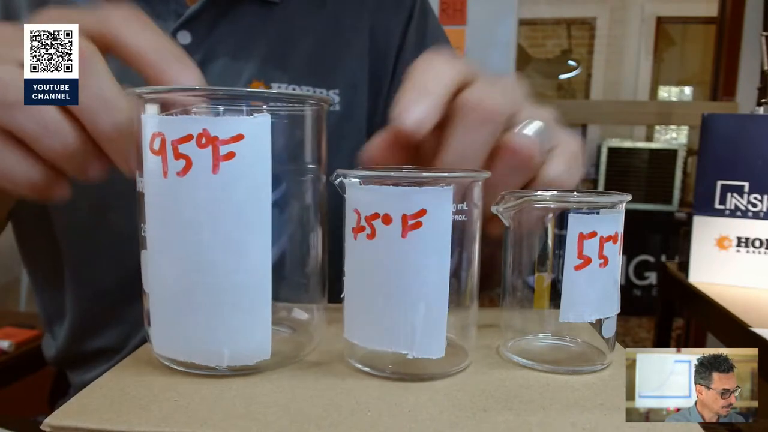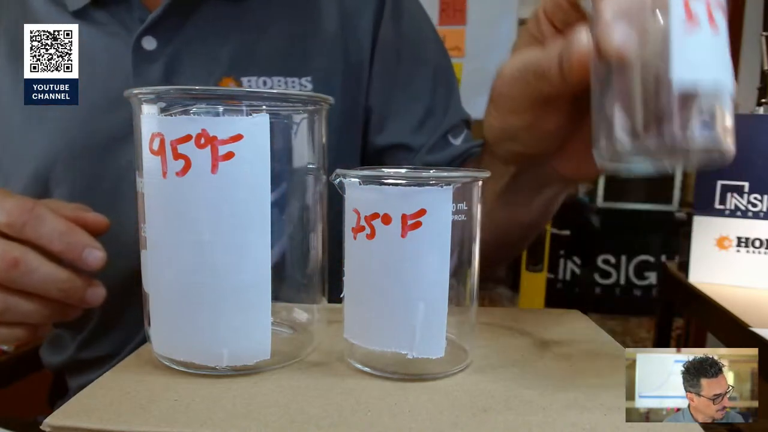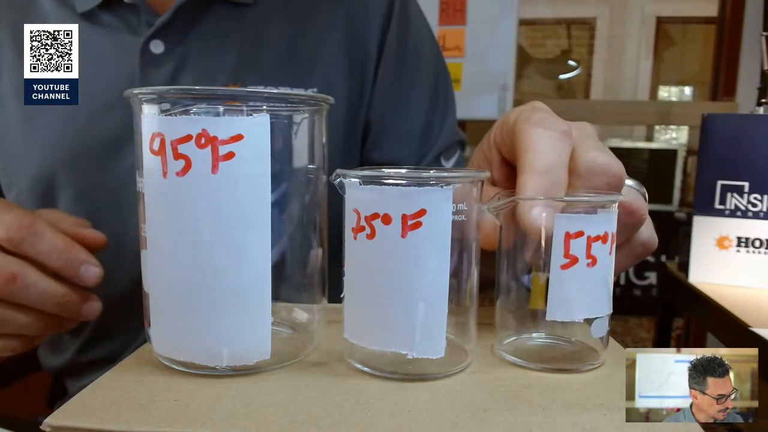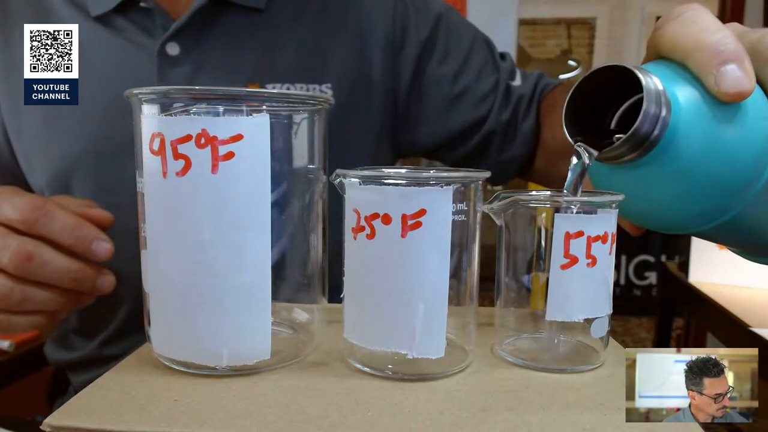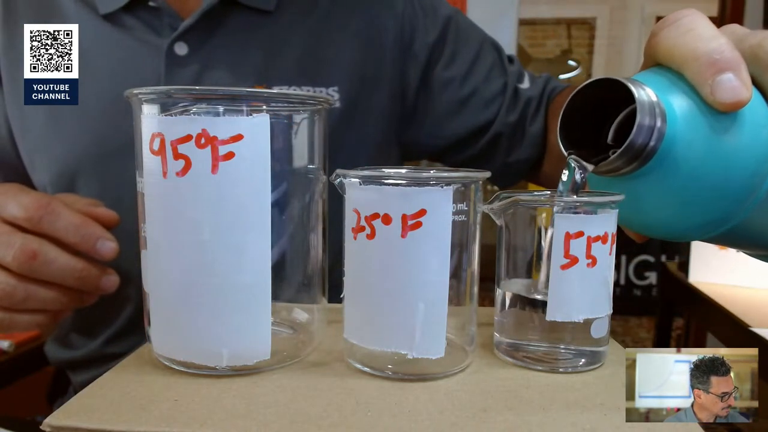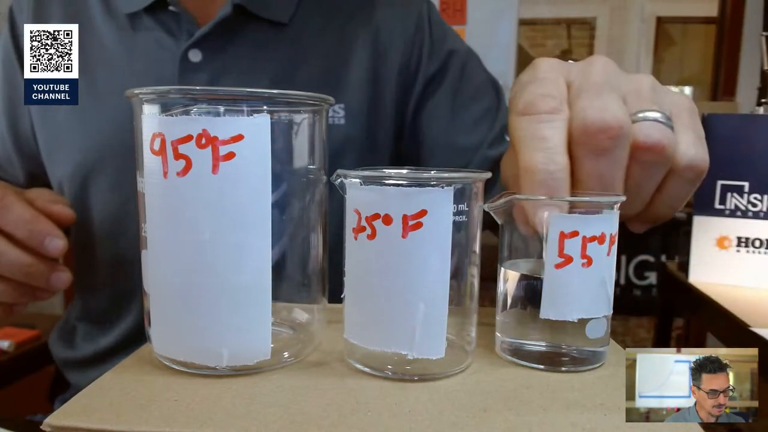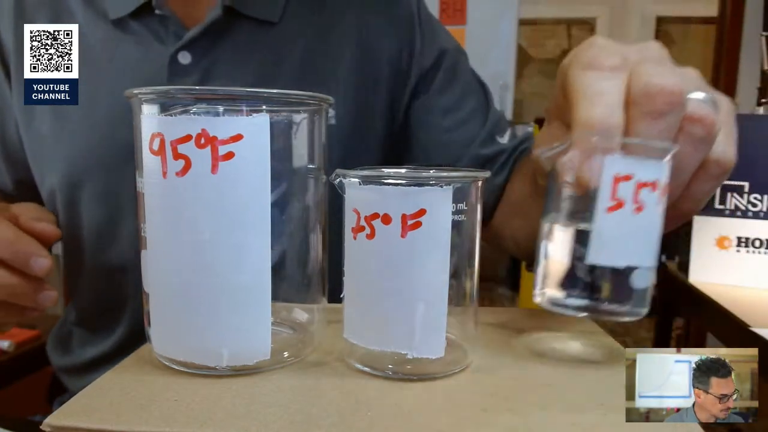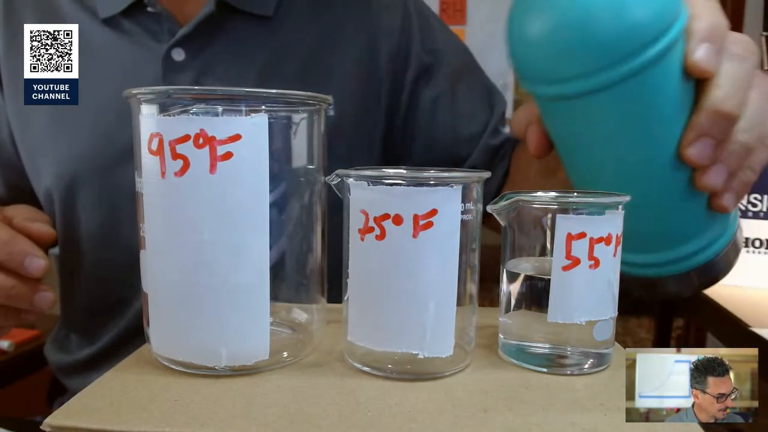So I know there's a lot of smart people on here. So what do you think would represent 50% relative humidity in this beaker if I filled it up with water? Okay, so I would say halfway full would be 50% RH. And let me see how well I did. It's a little hard to see in the camera, but I think that's close enough. Okay, so that would represent 50% RH at 55 degrees.